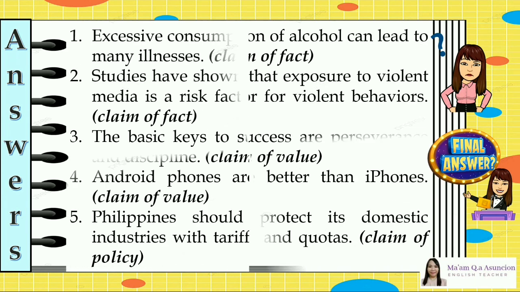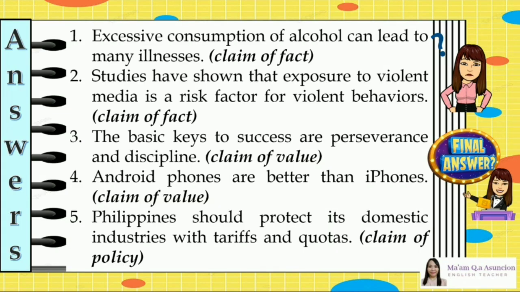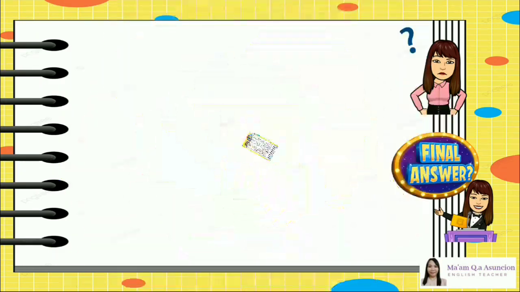Here are the answers for numbers 1 to 5. Number 1, claim of fact. Number 2, claim of fact. Number 3, claim of value. Number 4, claim of value. And number 5, claim of policy.